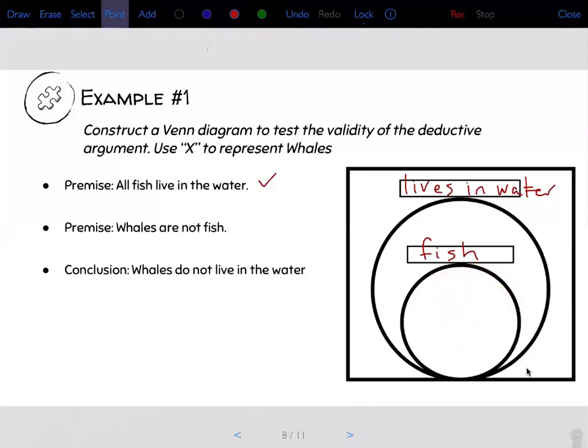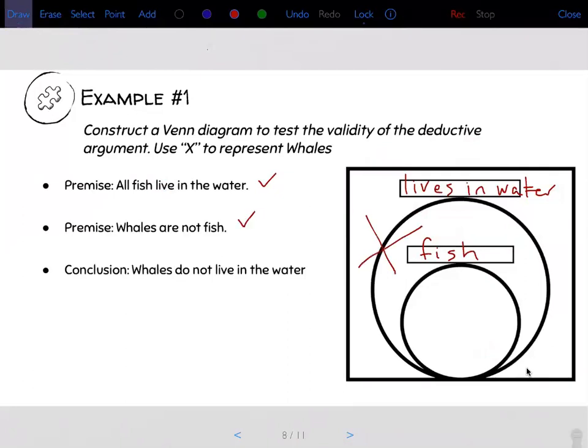But this premise did not say anything about whether or not whales live in water. Now, naturally, we know whales live in water, but that's not the point here. It has to come from the premises in order for the argument to be valid. So it told us whales are not fish, so we know we're not in this circle, but we can't say whether or not we're in this outer circle. So the place we're going to put our X is right here on the edge of this circle, because we don't know whether or not whales live in water based on these first two premises.